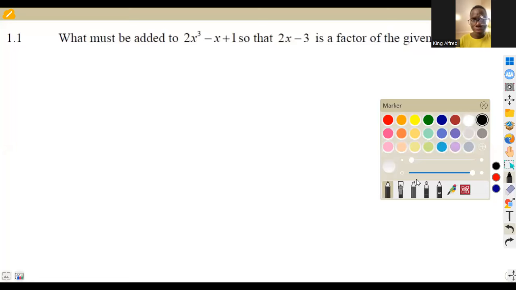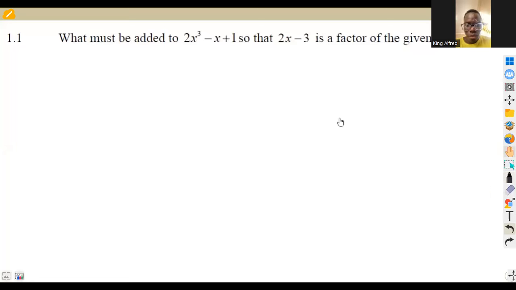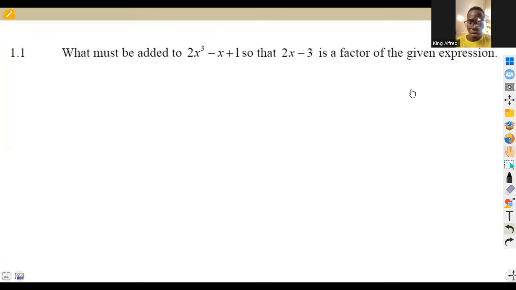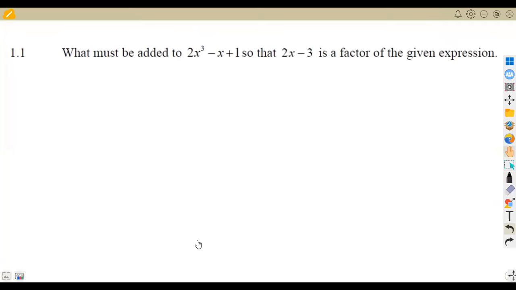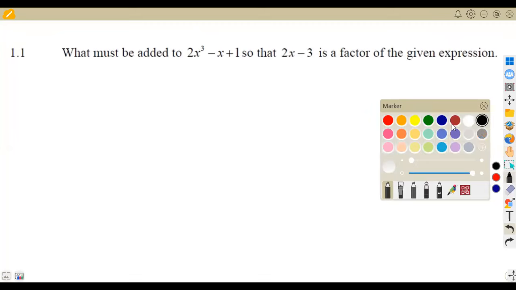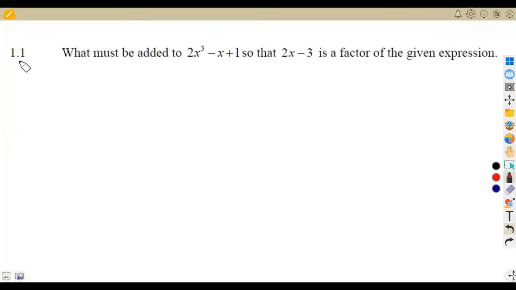All right, like I was saying, this is a revision of what we have already discussed before. If we check the first question that we are given here, we are told what must be added to this part, 2x minus 3, and it is a factor of this expression. What must be added?